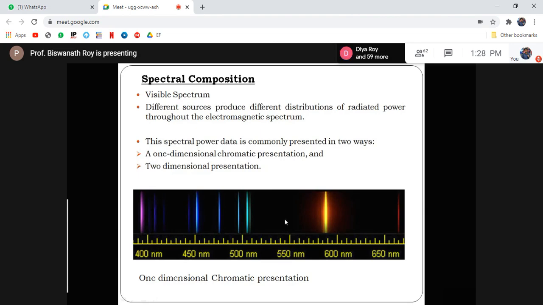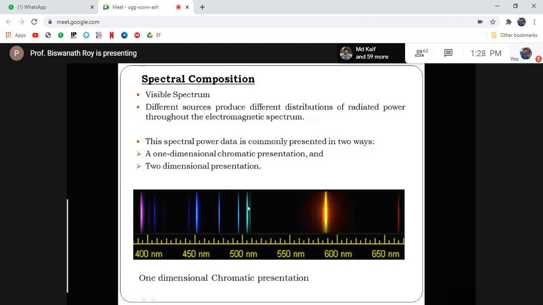It is visible with the help of a constant deviation spectrometer. That's why we are going to discuss what is actually seen. This is exactly what is seen when a constant deviation spectrometer is allowed to get light from a discharge lamp, right? So this is one-dimensional chromatic presentation.